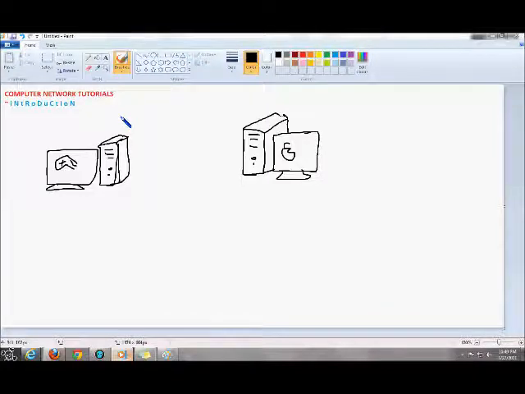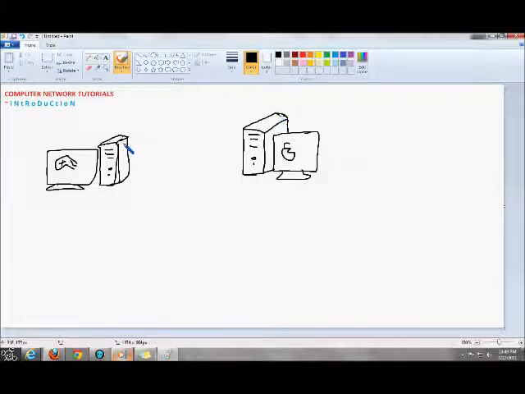Today we'll be doing a tutorial on computer networks. And I'm going to start by giving you a really basic definition of what a network is. Now a network is two or more devices that are connected to each other to share resources.